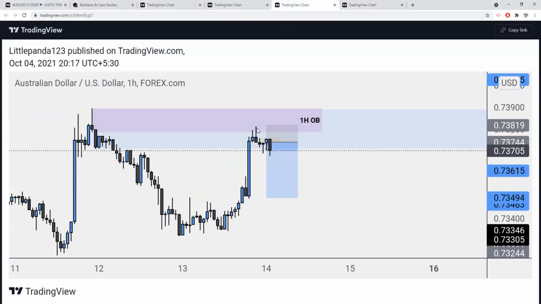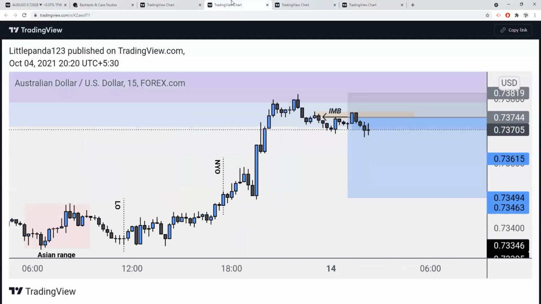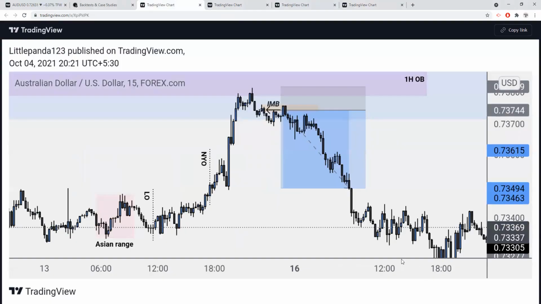You waited for the OB to get tapped. Then you have probably a 15-minute or a 5-minute break. Yes, there is your higher high, higher low, higher high, break of the higher low right there. So lower high, lower low. And yeah, very simple 2.0 setup right here. There we go. It actually really reversed.